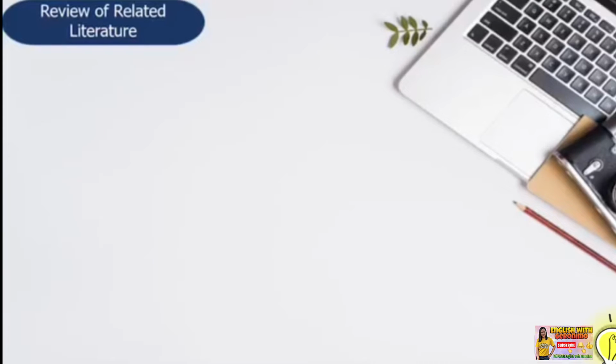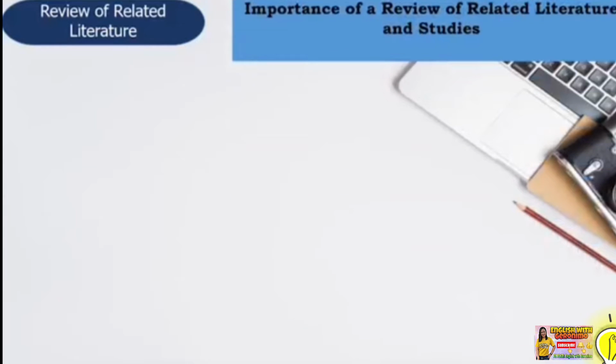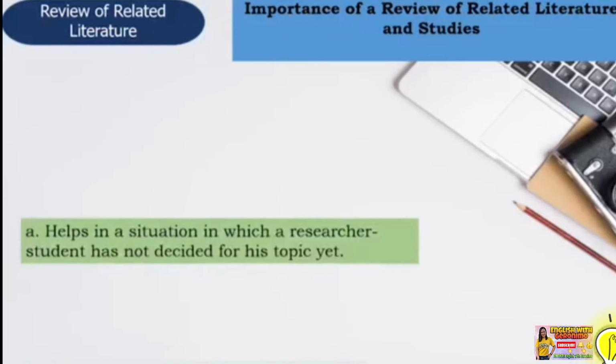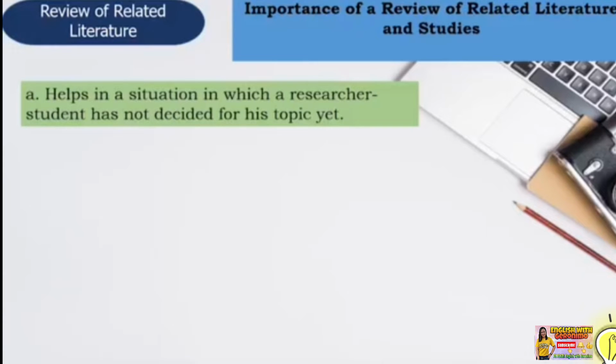You might be asking about the importance of review of related literature in conducting a research report. At this point, let us now discuss the importance and the different functions of review of related literature and studies. The first one, the review of related literature helps in a situation in which a researcher or student has not decided on his topic yet. It will enable him to determine and have a good idea of the topic he is interested in through reading literature and studies such as theses, dissertations, books, and even periodicals.